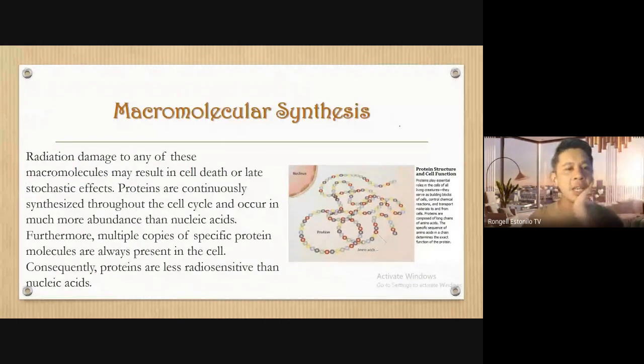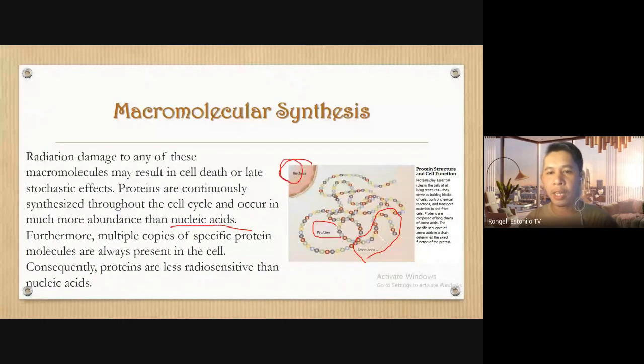Radiation damage to any of these macromolecules may result in cell death or late stochastic effects. Proteins are continually synthesized throughout the cell cycle and occur in much more abundance than nucleic acids. Okay? So they are interrelated. From the amino acids, we need to produce proteins, okay?